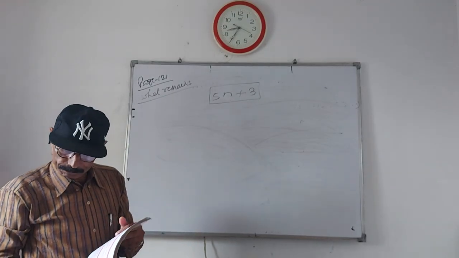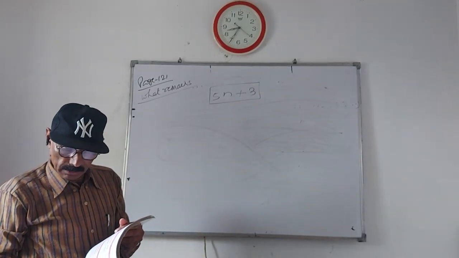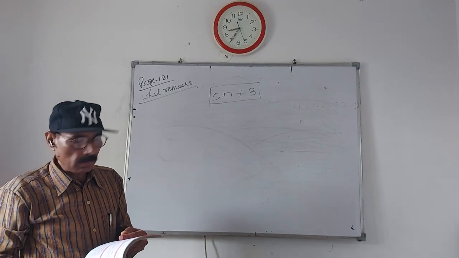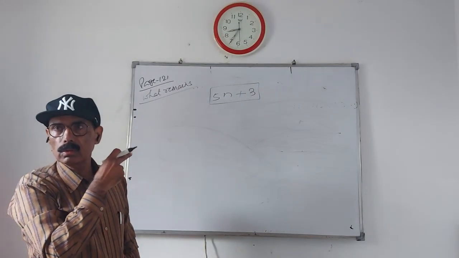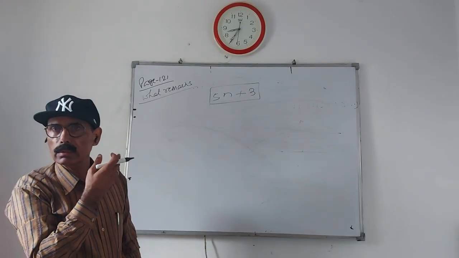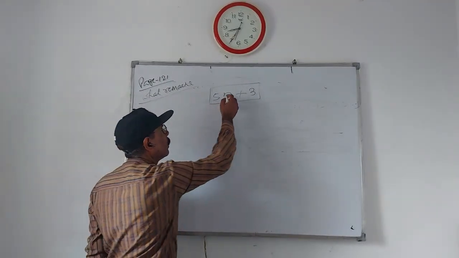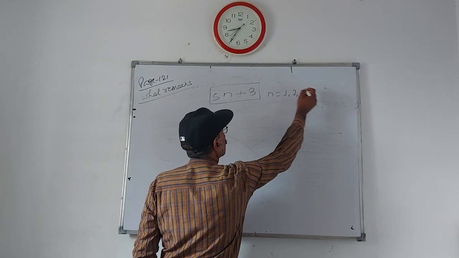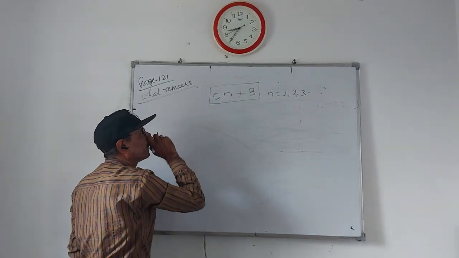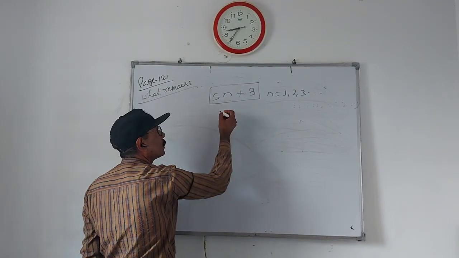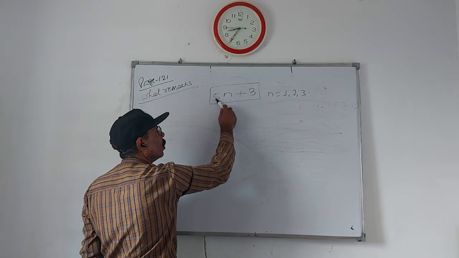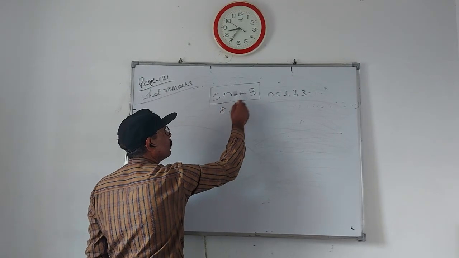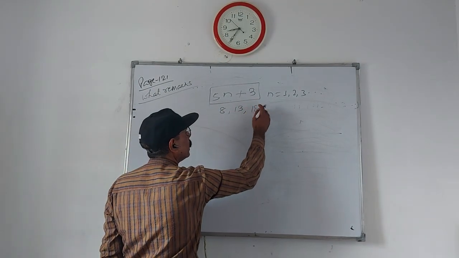Now the question is, write more such numbers. So is the equation ready? You can write so many numbers like this, for any value or different values of n. For n equal to 1, the number will be 5 plus 3, 8. Then 13, then 10 plus 3, 13, 15 plus 3, 18.